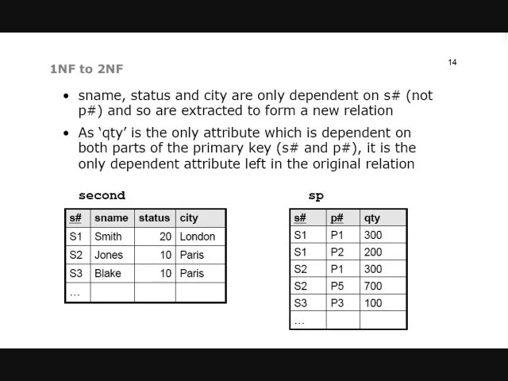No, because most of those dependencies are not. The only full functional dependency on the key is quantity. Okay, quantity is fully functionally dependent on the key. All of those other attributes are partially dependent on the key. They are dependent only on the S number. Okay, so they are partial dependencies.